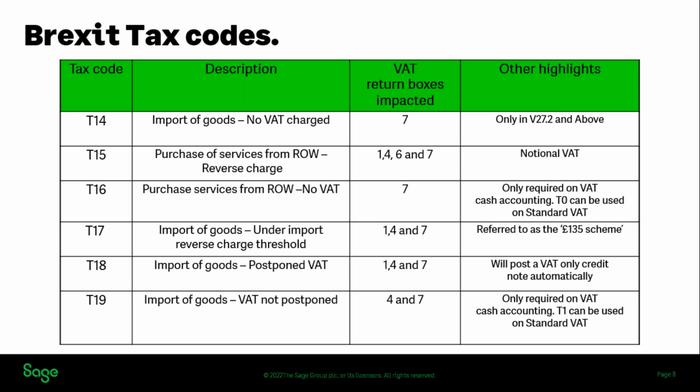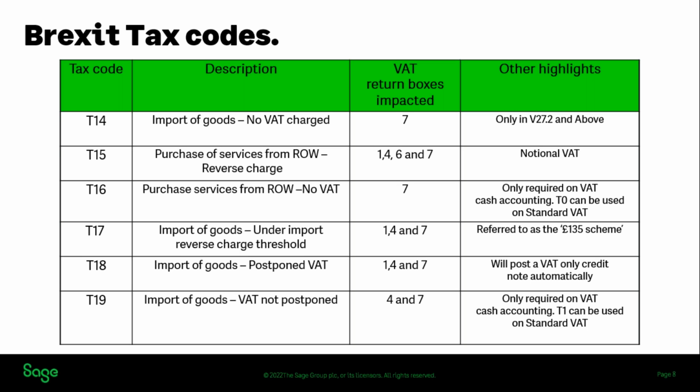So the next two are where we get to the interesting ones. These are the new ones, as we'll say. And this is the £135 scheme and also the postponed VAT scheme. Now, just looking at them immediately, you can see they have a similar impact on the VAT return. So the VAT value will hit box 1 and 4, and then our net value will be in box 7. So you may be asking, well, why don't we just use the same tax code?